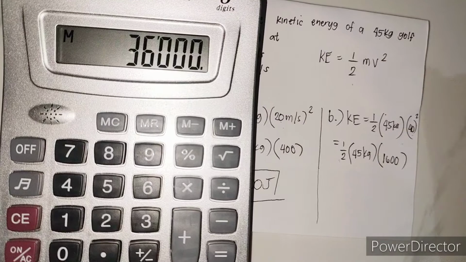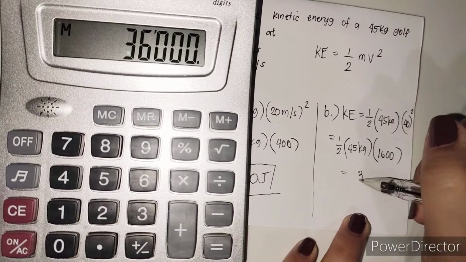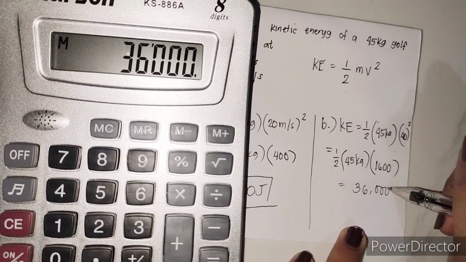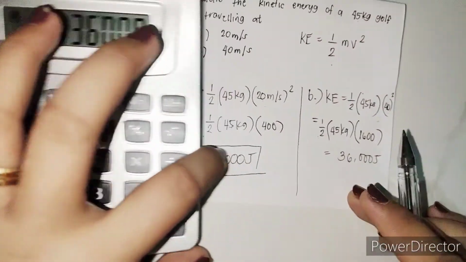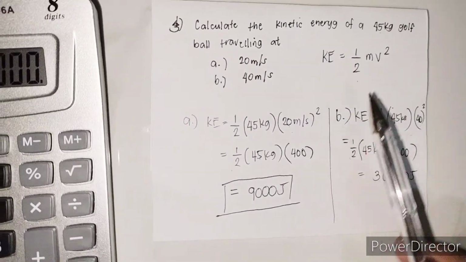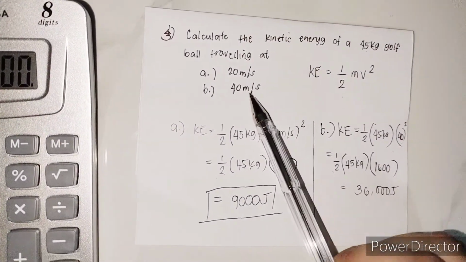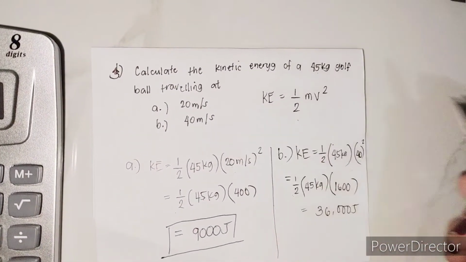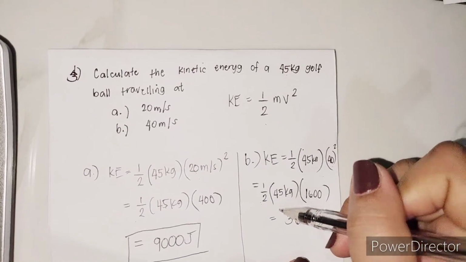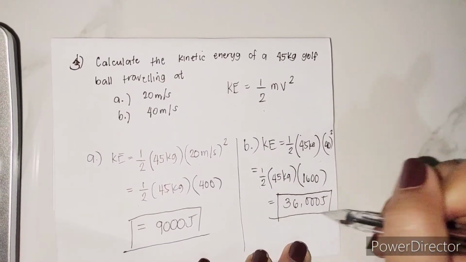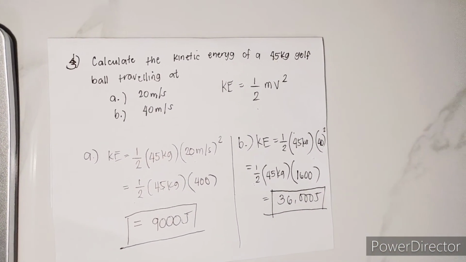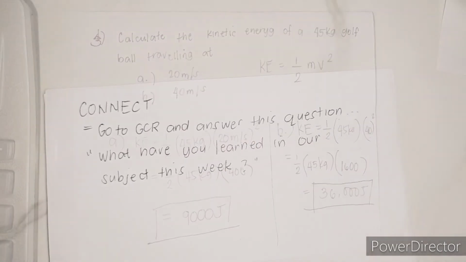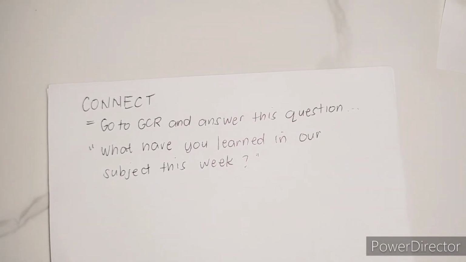It is equal to 36,000 joules. So when our velocity is 40 meter per second, the kinetic energy we get is 36,000 joules. And that's all for our module 14.